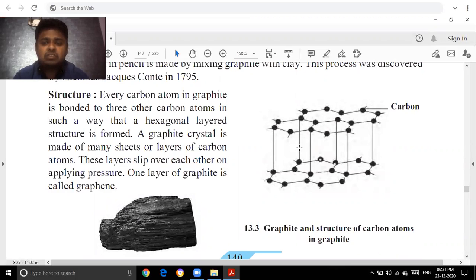Graphite and the structure of carbon atoms in graphite, you can see the hexagonal layered structure is there. Graphite crystals are made up of many sheets. So these are carbon atoms one over each other.